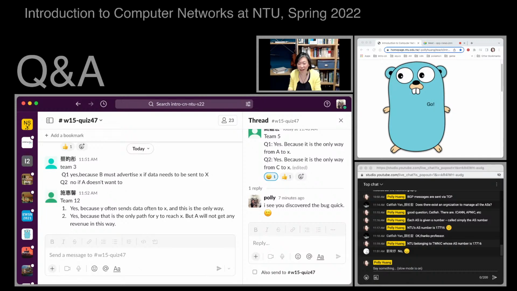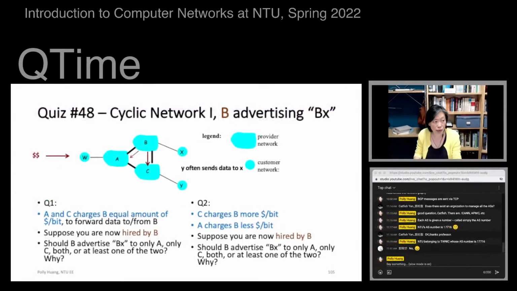All right, so I hope that you guys like the setting policy for BGP, because the next quiz is coming up, number 46, which is more complicated. Sorry, 48. This network then is more like the network we saw earlier. Okay, so this is the case that the X is not dual homed. Okay, so you see that there's a connection between B and C.